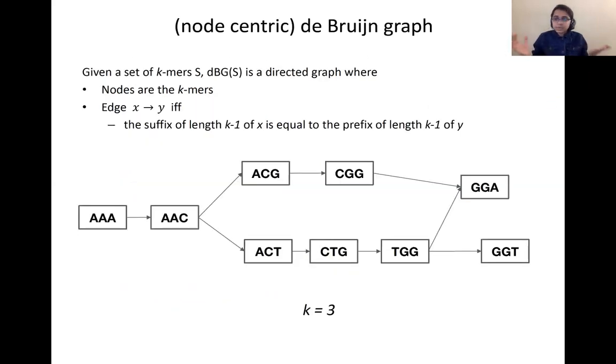So we start with a set of k-mers S. Now, a set of k-mers is closely related to the notion of a De Bruijn graph because in a De Bruijn graph, every node is a k-mer from the set and there is an edge from k-mer x to k-mer y when the suffix of length k-1 of x is equal to the prefix of length k-1 of y.